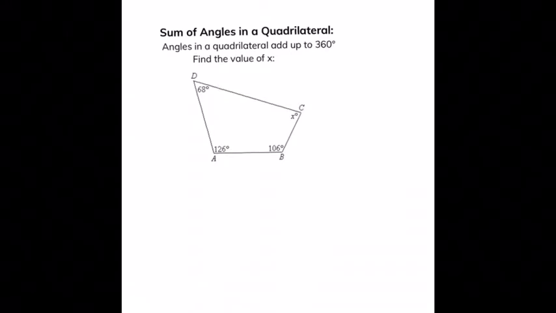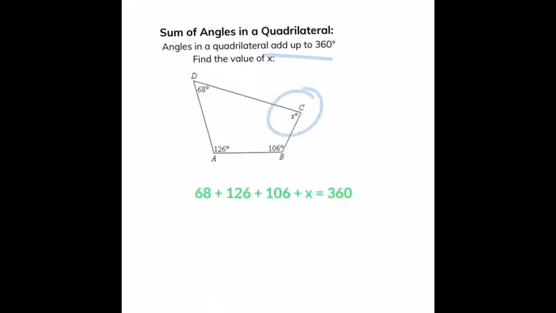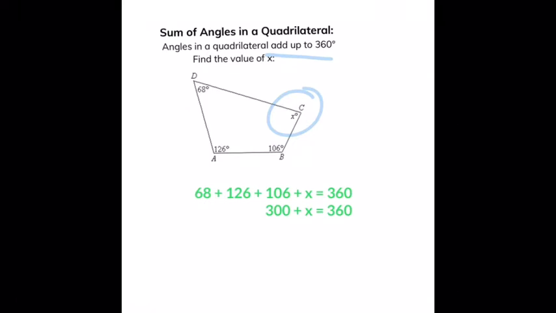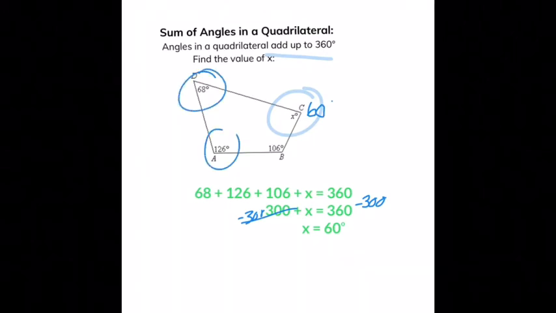For our last example, we have a quadrilateral, and we know that angles in a quadrilateral add up to 360. So again, I can use algebra to solve for my missing angle. The first step is I write my equation, making sure all my angles add up to 360 degrees. Then I combine like terms to simplify. It adds up to a nice whole number of 300. Then I subtract 300 from both sides. And for my final answer, I get 60 degrees. Again, I could check my work by adding up all the angles and making sure that they add up to 360 degrees.